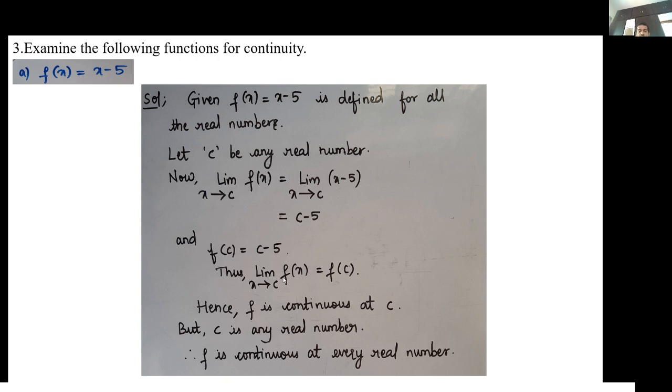So here also you can see that the limit of the function f of x as x tends to c is the same as f of c. Hence f is continuous at this particular point c. So since we have taken c to be any arbitrary real number, we can conclude that this f is continuous at every real number.